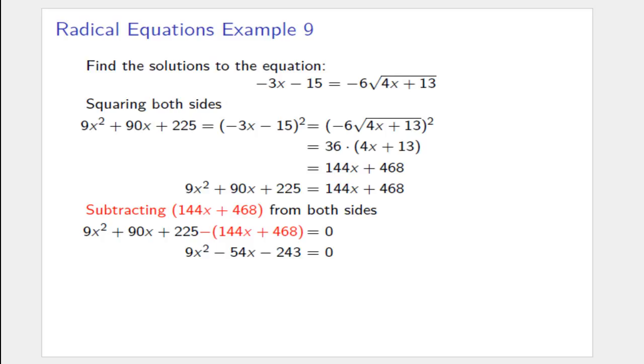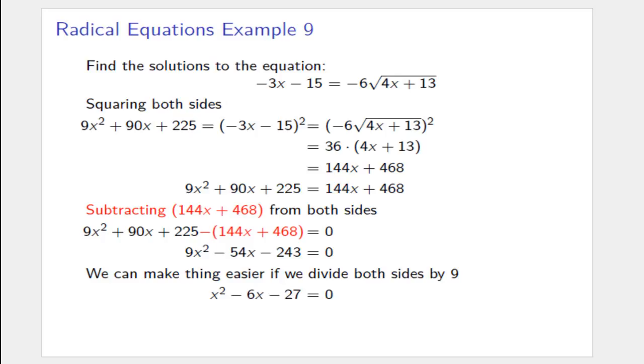Now we can solve this equation as it is using the quadratic formula, but we can make things easier if we divide both sides by 9. On the right, dividing by 9, we just get 0. But on the left, 9x squared divided by 9 is just x squared, minus 54x divided by 9 is negative 6x, and 243 divided by 9 is 27. So we have the equation x squared minus 6x minus 27 equals 0. We were able to do this simplification because all of our terms were divisible by 9.